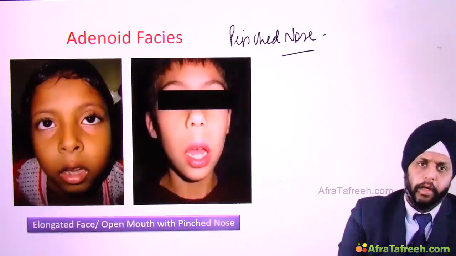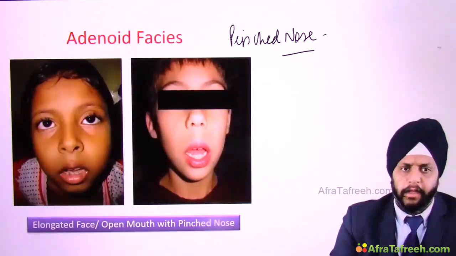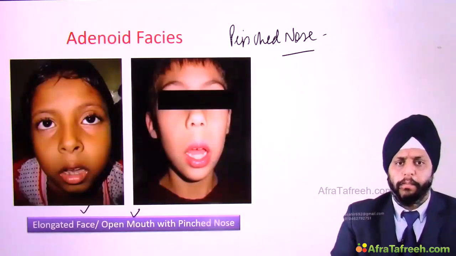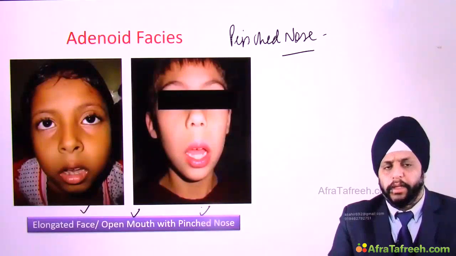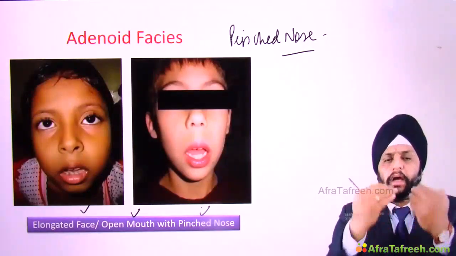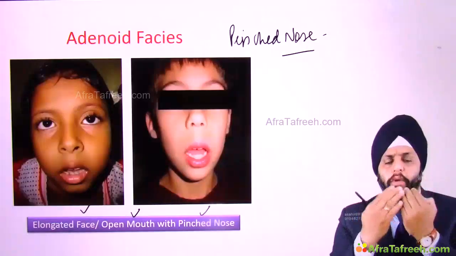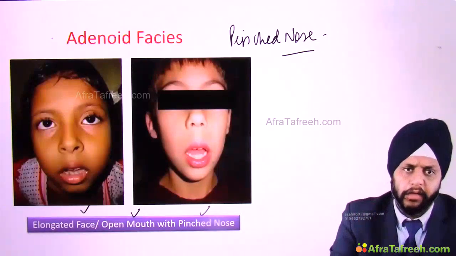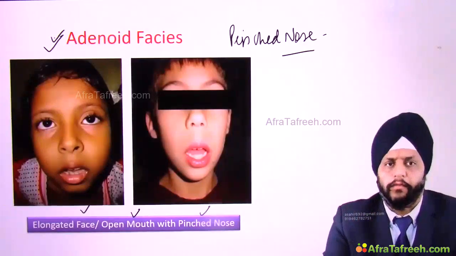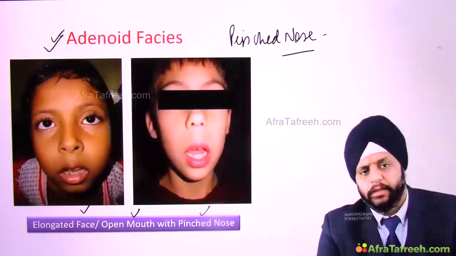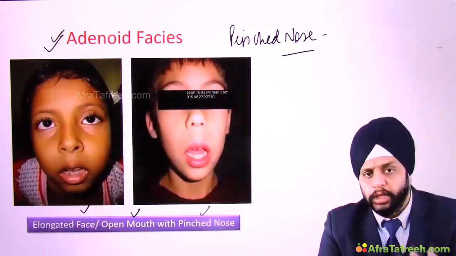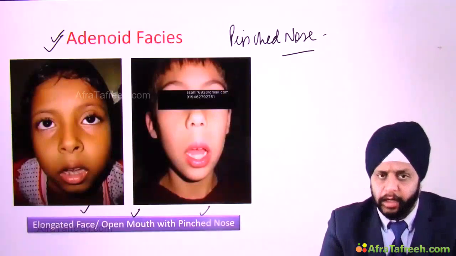So what all is there in adenoid facies? We'll have an elongated face, the mouth is open, the nose appears pinched, and then there is a high arch palate and overcrowding of anterior teeth. All of them together are known as adenoid facies. That means the adenoid is now affecting the facial bony structure of the child.